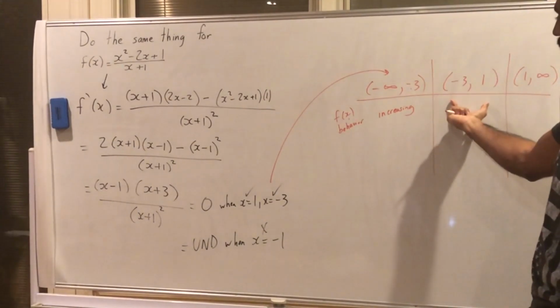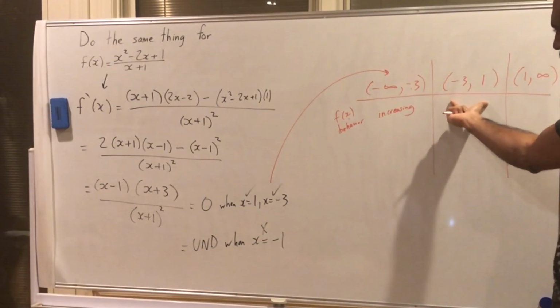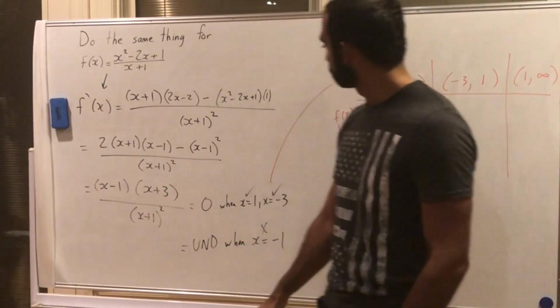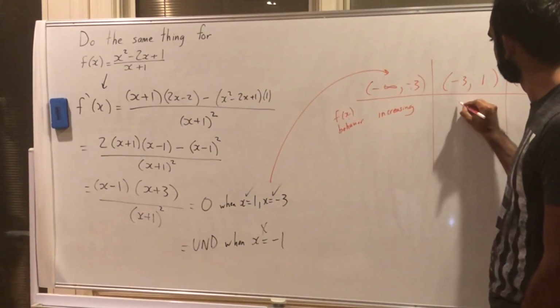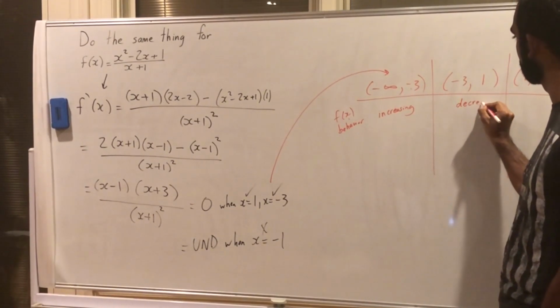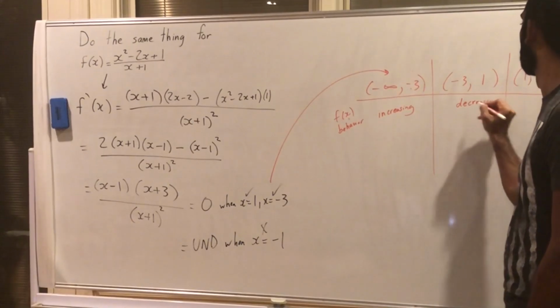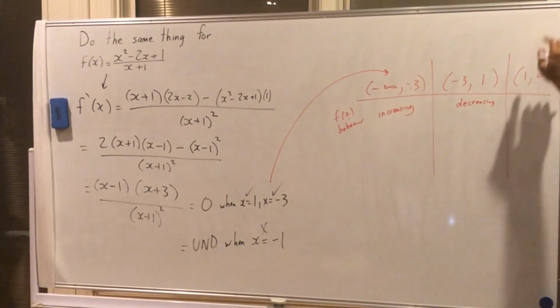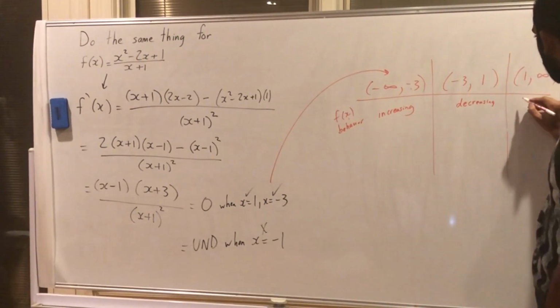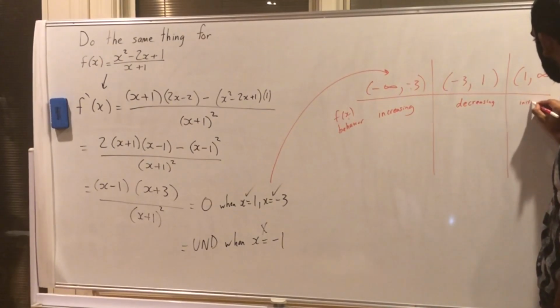Now pick a nice number from inside here. Okay, we can just do 0. If you throw a 0 in here, do you get a positive or a negative value? A negative numerator, so it would be negative. Right, negative implies decreasing. And finally, pick a number from inside 1 to infinity. If I pick 9 million, I think it's all going to be positive. Yeah, all positive, so we'll say that's increasing.